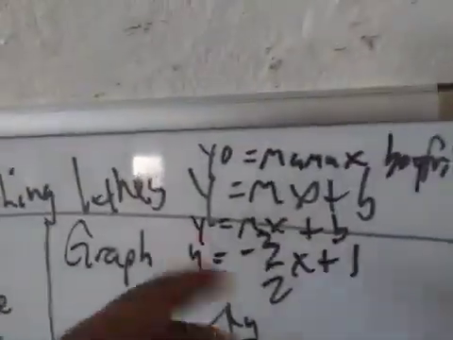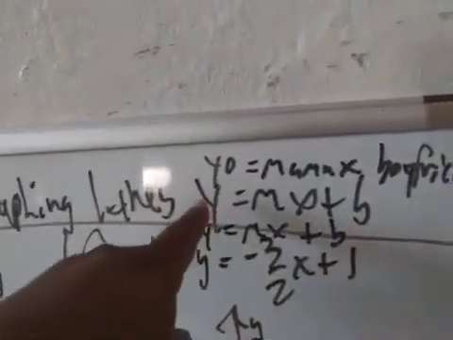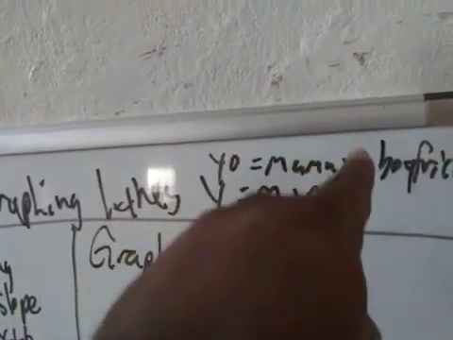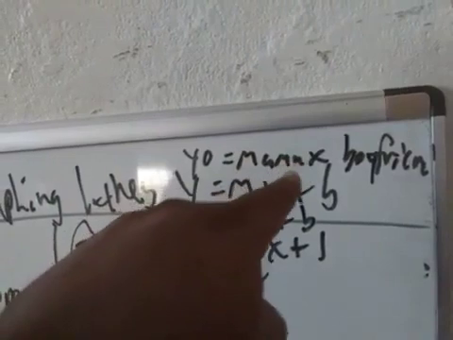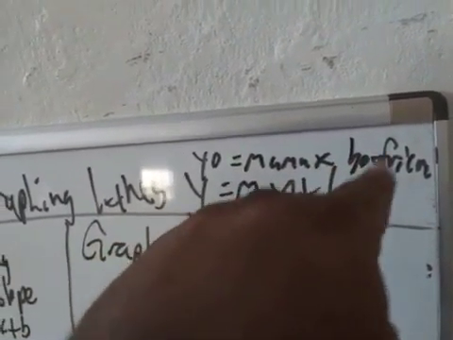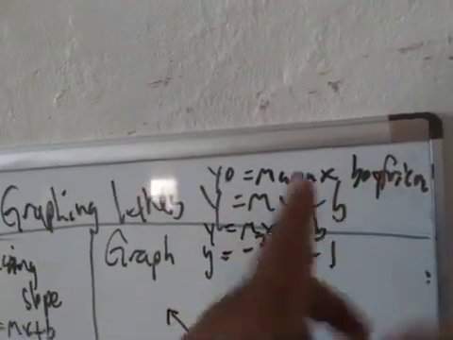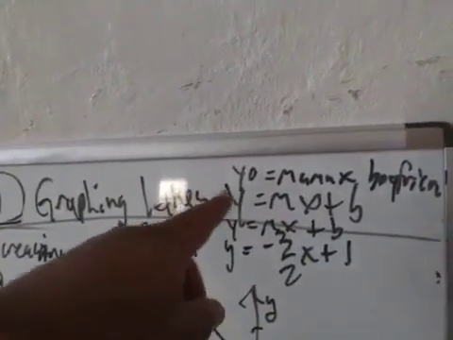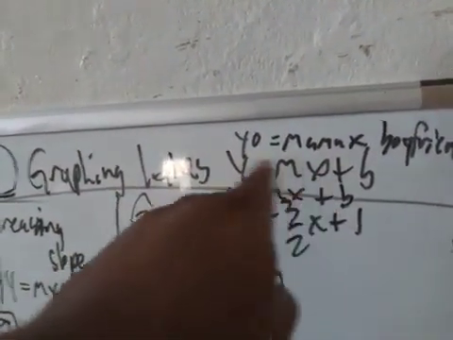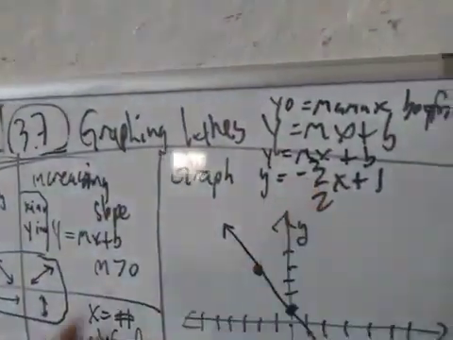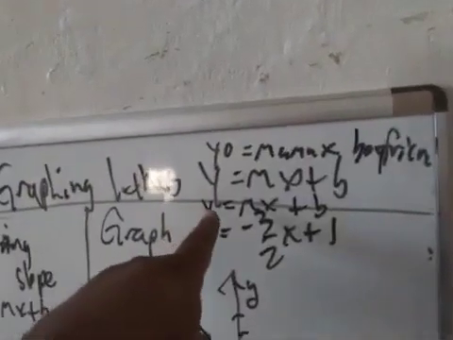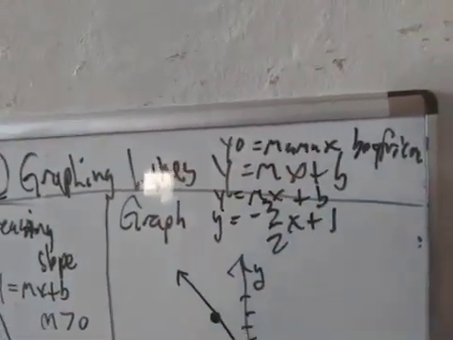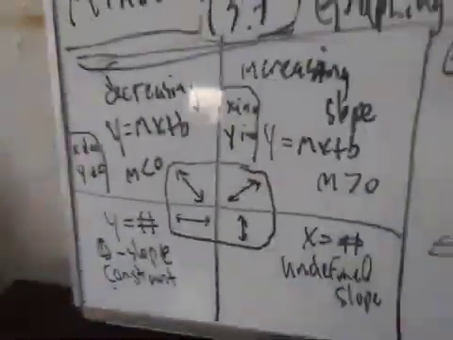Incidentally, people hate this stuff so much, so I came up with a joke called Yo Mama Ex-Boyfriend. Yo meaning y equals, mama meaning m, x is the variable x, and boyfriend would be the b. The boyfriend is the y-intercept, the slope is the m, and x and y are the variables on the x and y axis, the actual numbers that will be substituted. So here's a good way to remember it: Yo mama ex-boyfriend.